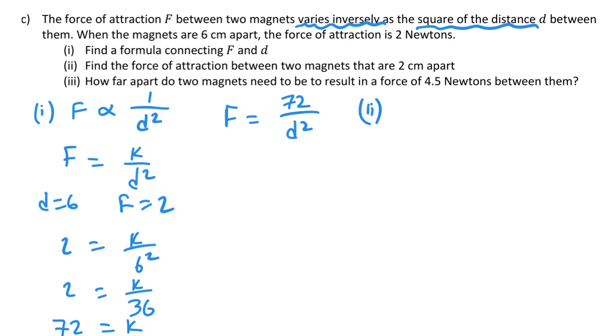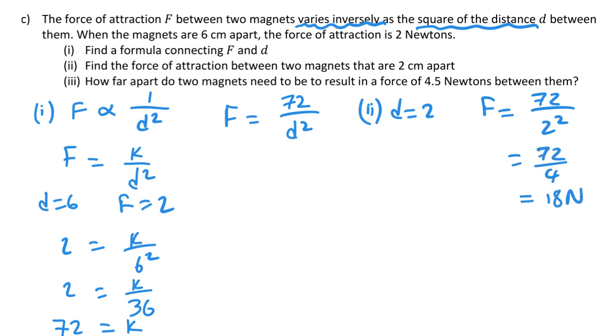Part 2, find the force when the magnets are 2 centimeters apart. So d equals 2. So F is going to be 72 over 2 squared, which is 72 over 4, which is 18 newtons. In part 3, we're told the force is 4.5.